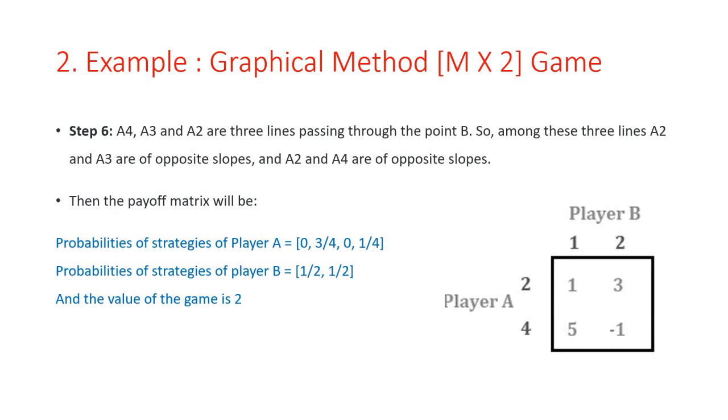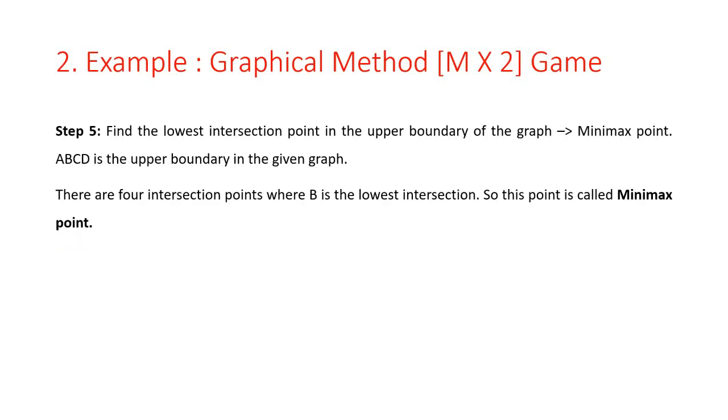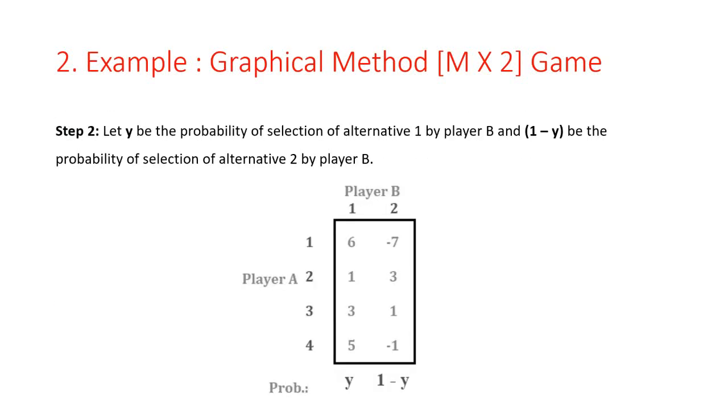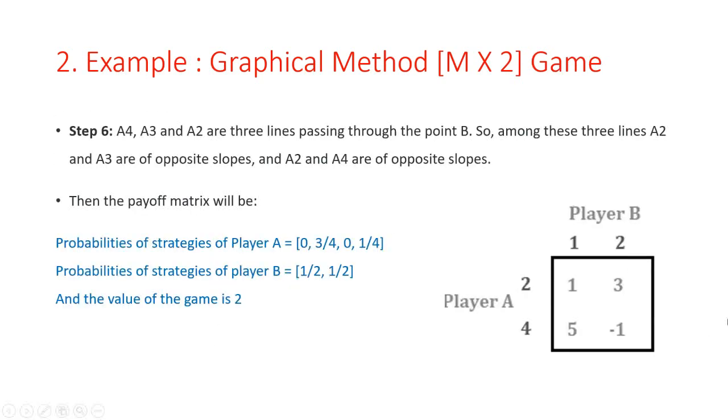So A4, A3 and A2 are the three lines passing through the point B. So among these three lines, A2 and A3 are the opposite slope and A2 and A4 are the opposite slope. So among these we are selecting the A2 and A4. Then the payoff matrix will be for the A2 and A4 अगर हम consider करते हैं. So from this 2 and 4, we get the values 1, 3 and 5, minus 1. Okay, so हम बस 1, 3 प्लेयर A2 का कंसिडर करेंगे और A4 का 5 and minus 1 कंसिडर करेंगे. See here, so this is our final payoff matrix.